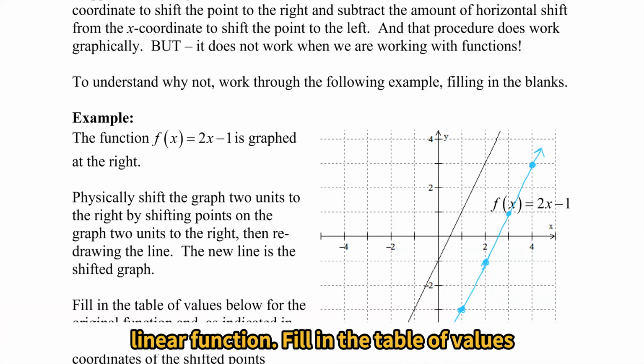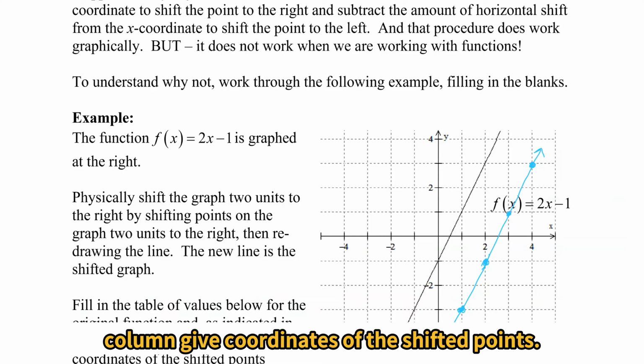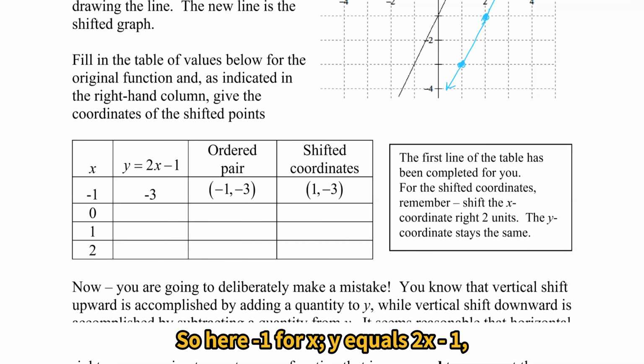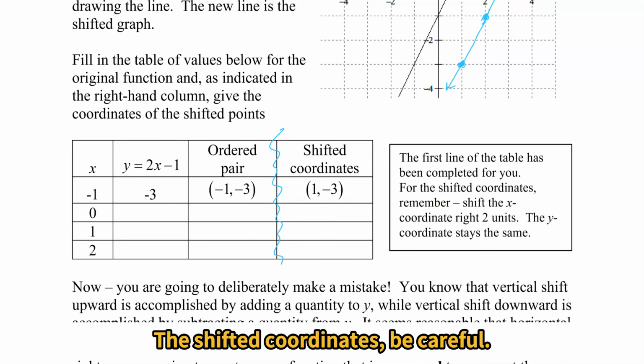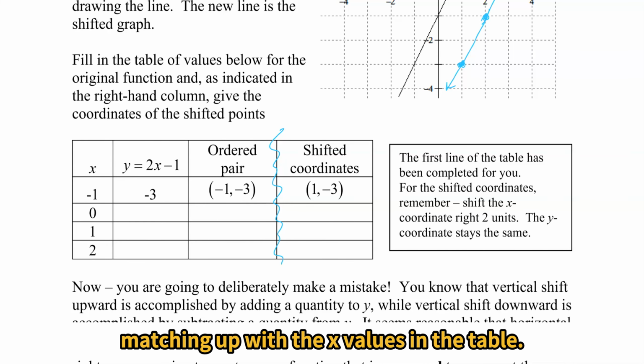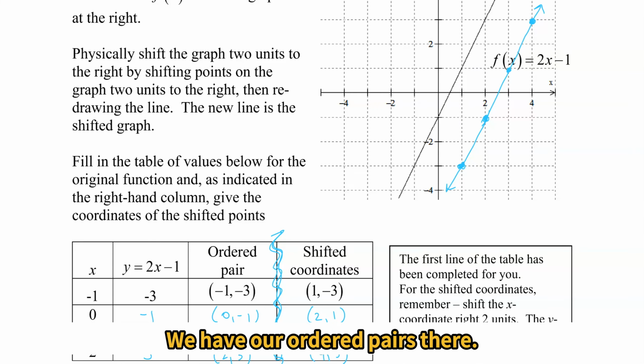Fill in the table of values below for the original function, and as indicated in the right-hand column, give the coordinates of the shifted points. So here, -1 for x, y equals 2x minus 1, we get -3, so we have 2 ordered pairs there. The shifted coordinates, be careful, they don't go matching up with the x values in the table, so just be careful and mindful of that. If I plug in 0, I'll get -1, 0, -1, and we'll have our ordered pairs there.